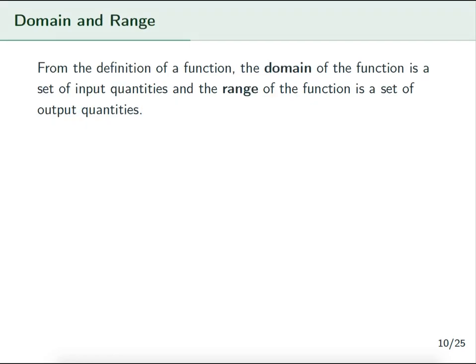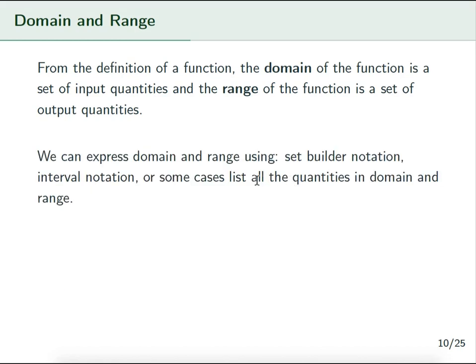So let's look at more specific ideas around domain and range. From the definition of a function, the domain of the function is the set of input quantities, the collection of all the input quantities. And the range of the function is the set of all the output quantities. We can express domain and range using set builder notation, interval notation, or in some cases by listing all the quantities in the domain and range. What we're talking about now is how we can express the domain and range of a function.